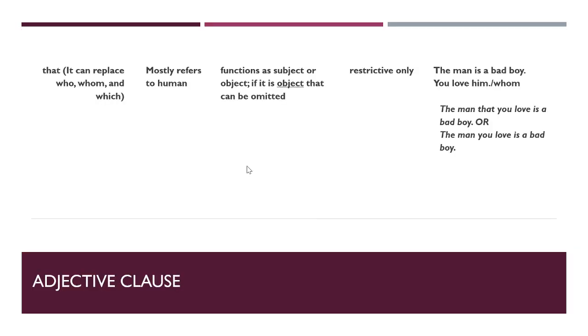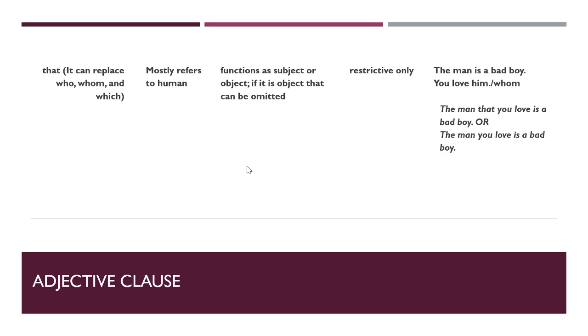Okay, the next relative pronoun is that. It can replace who, whom, and which. Mostly that refers to human. It functions as subject or object. If it is object, that as relative pronoun can be omitted. In this case, it is restrictive only. The man is a bad boy. You love him. Him refers to the man. Him functions as the object of a verb.